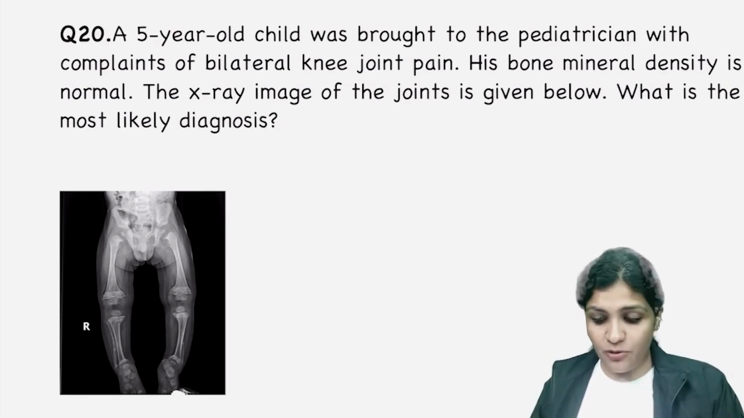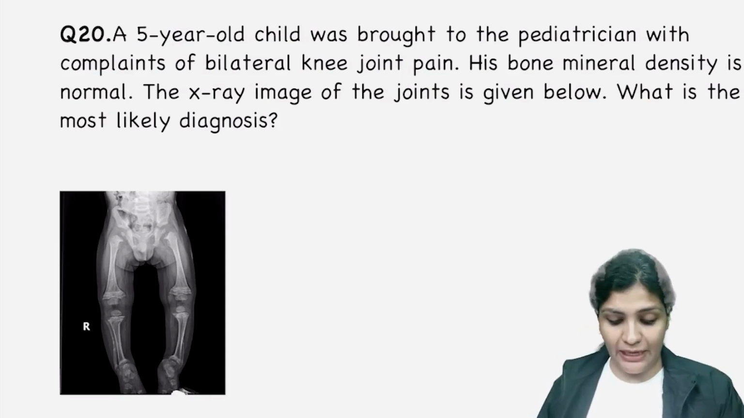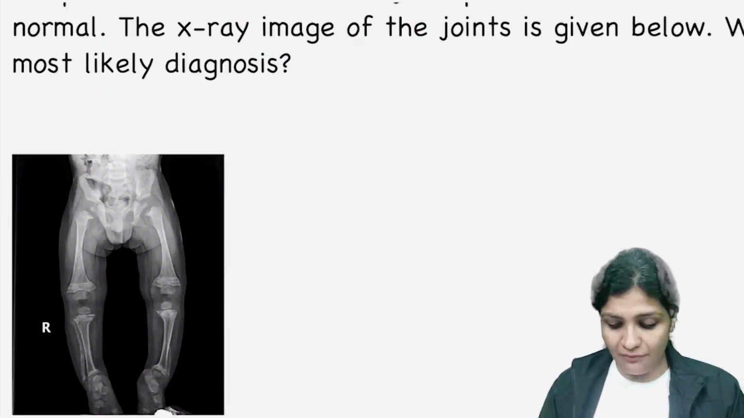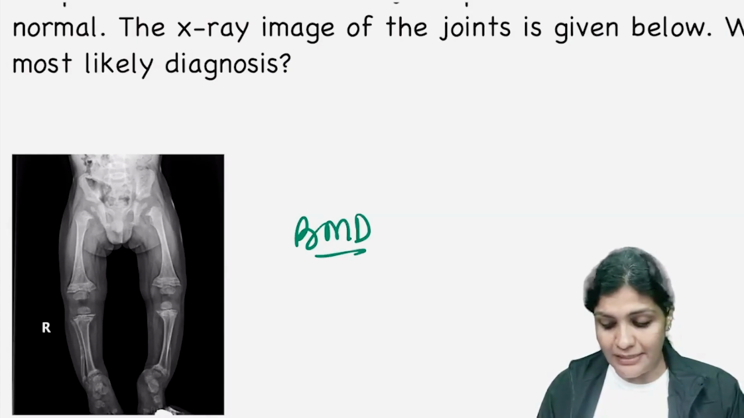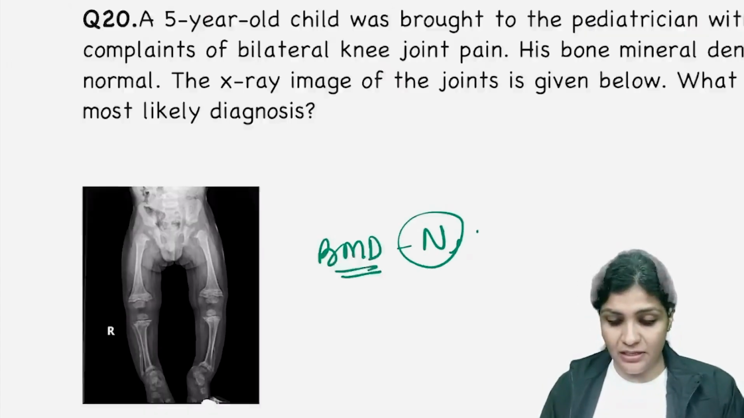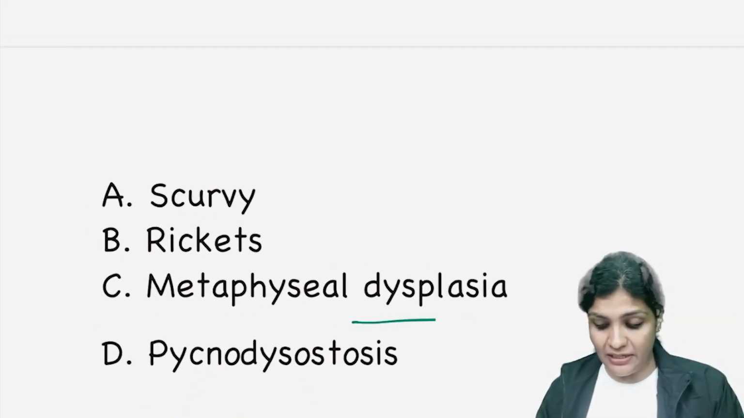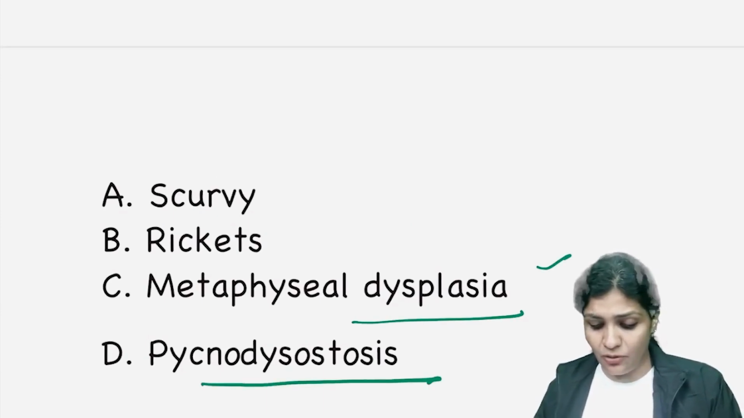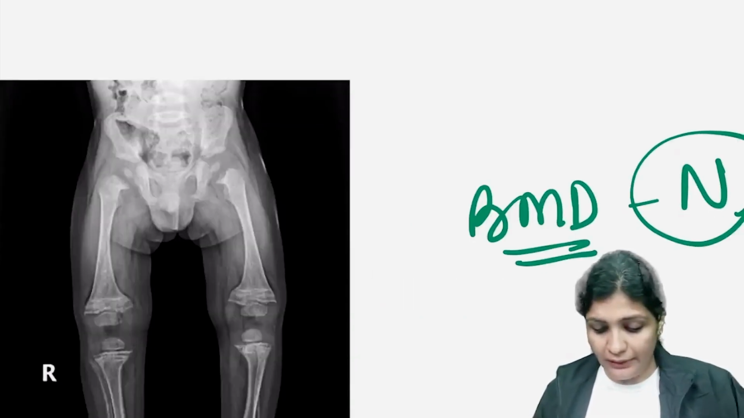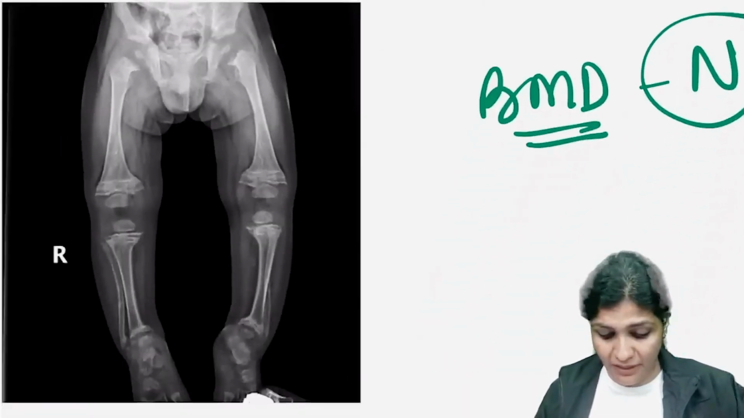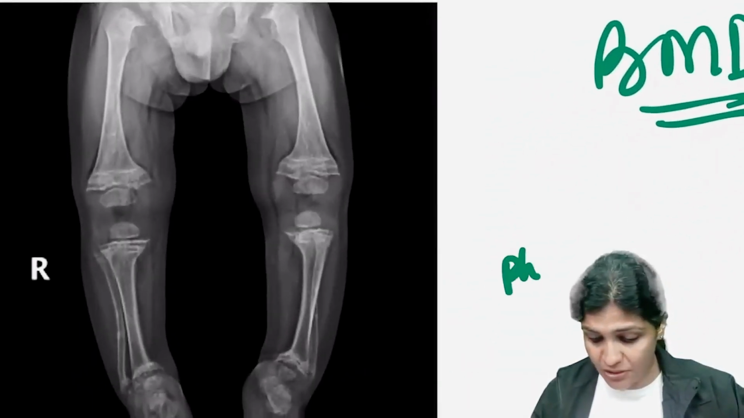Okay, a 5-year-old child was brought to the pediatrician with complaints of bilateral knee joint pain. His bone mineral density is normal. The X-ray image of the joint is given below. What is the most likely diagnosis? So what they are trying to tell is the bone mineral density is normal. And this is a child X-ray, right? Now you have to tell me whether this is scurvy, rickets, metaphyseal dysplasia, or pycnodysostosis. So here the answer is mainly the physeal damage which is happening to the patient.